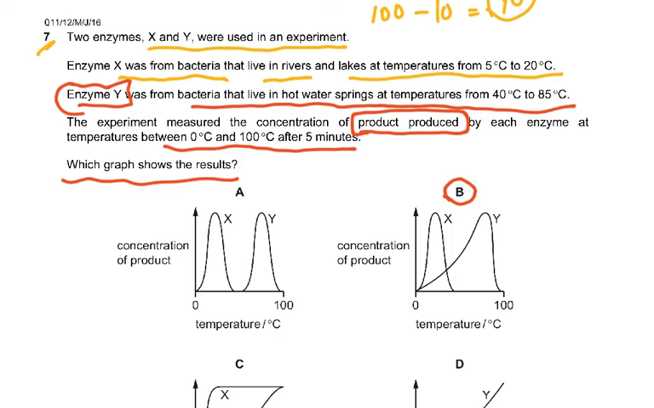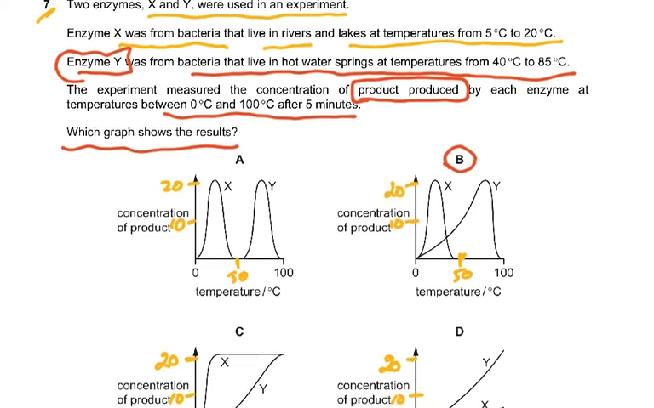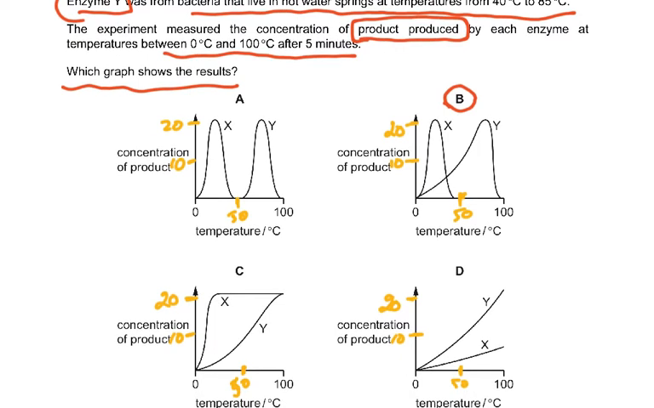Now you have to be very careful when you look at this sort of question. As you can see, I put figures on the graph. On the x-axis I put some figures and on the y-axis I put some figures. So I put in concentration of product 10 and 20. Similarly on all the y-axes I put 10 and 20, and then I put the 50 on the x-axis as well because we were given 0 and 100. Now you realize why each enzyme has its temperature.